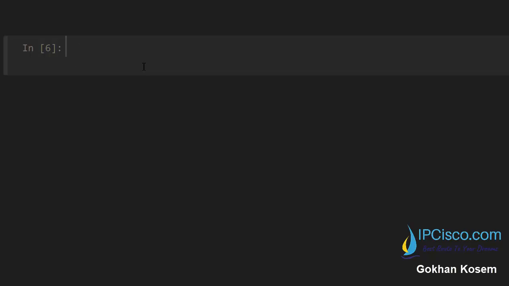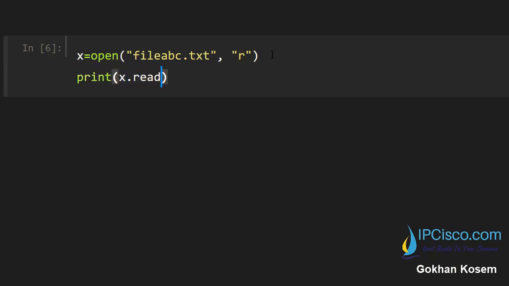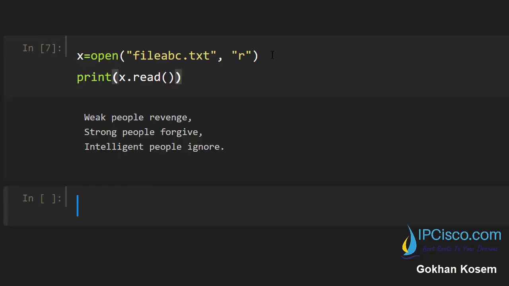So here I'll use open, fileabc.txt and read. This is the first parameter of the open function, and this is the second parameter. As mode, we will use read mode here. So here we will print what we read. Yes, our content is here.